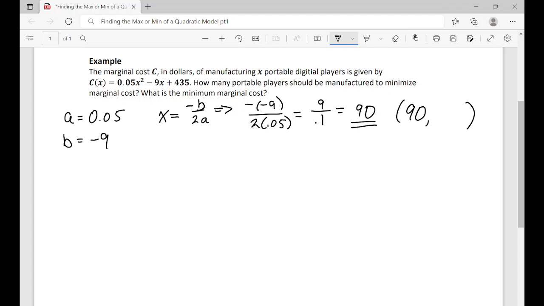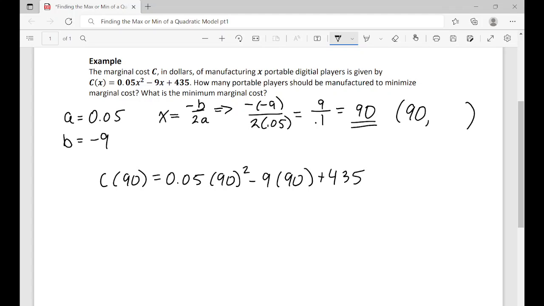So our x value is 90. Now we have to find the y value. So that means we take 90, our x value, and plug it into our function here. So C of 90 is going to give us 0.05 times 90 squared minus 9 times 90 plus 435. And just putting all that in your calculator, we're going to end up getting a very simple 30. So our y value for the vertex is 30.